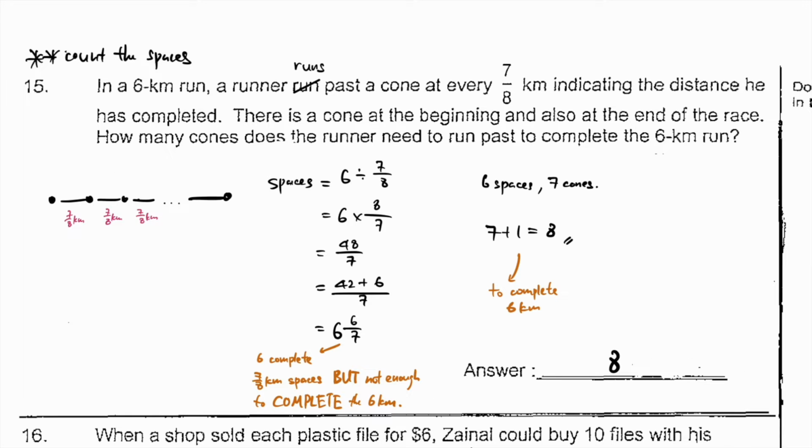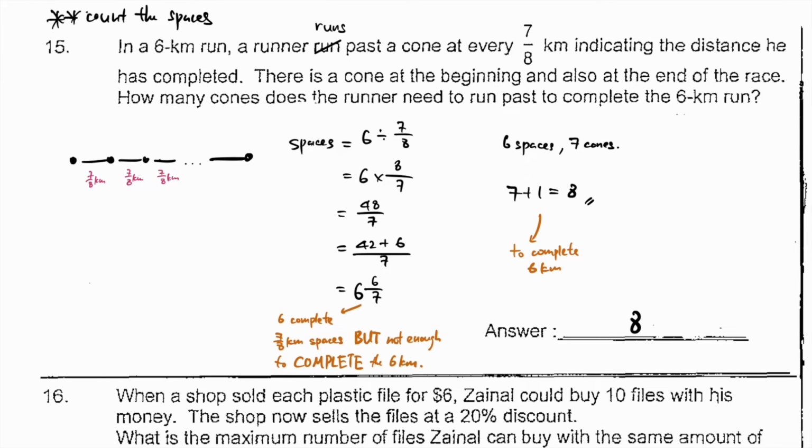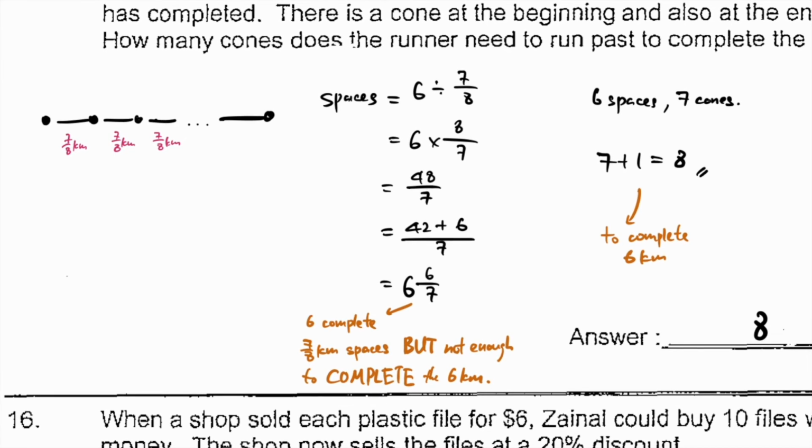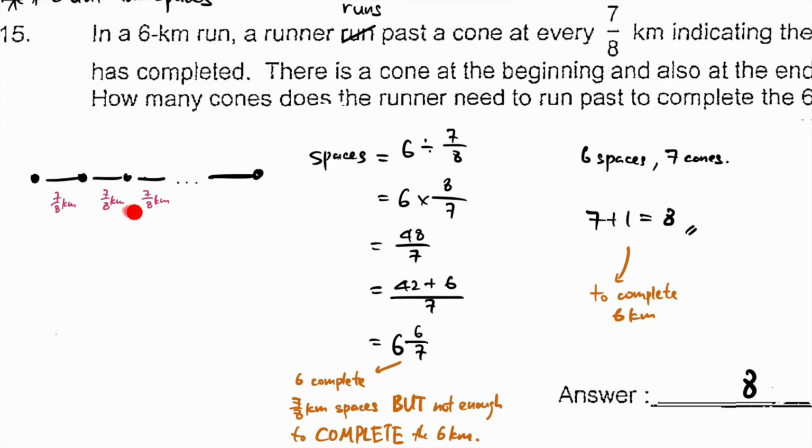Okay, we are going to count the spaces. In a 6-kilometer run, a runner runs past a cone at every this kilometer, indicating the distance he has completed. There is a cone at the beginning and also at the end. How many cones does he need to run past to complete the 6-kilometer run? So the model here depicts what's going on with the problem. So every 7 over 8 km, there's a cone.